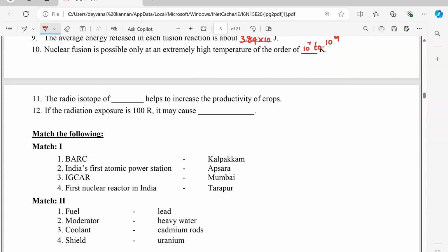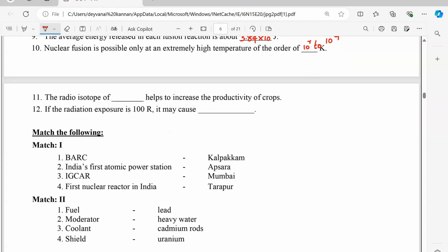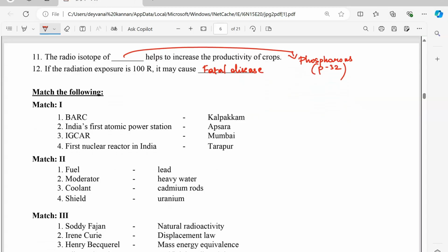The radioisotope of phosphorus, P-32, helps to increase the productivity of crops. If the radiation exposure is 100 R, it may cause fatal disease. Match the following: BARC, Mumbai. India's first atomic power station is Tarapur.